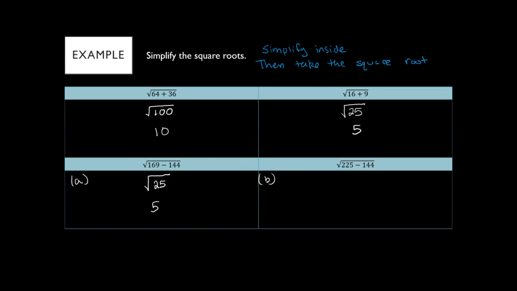So for B, you do 225 minus 144, that gives you 81. So if you think you're going to be making that mistake a lot, write the square root symbol first and then write the number inside it. So that way you don't forget it. And then you take the square root of 81 and you get 9. So great job. You guys did great. I'm glad that we got that discussion with forgetting to take the square root because it's very, very common.